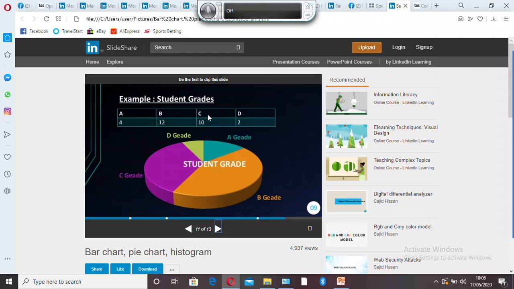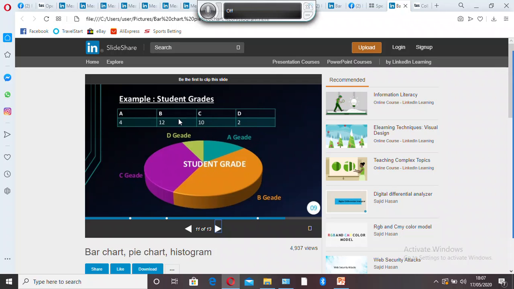Look at student grades. You have students that have grade A, those that have grade B. I have 4 students having grade A. I have 12 students having grade B. Then I have 10 students here having grade C, and then two students having grade D. So you can plot that on a graph here. Look at that, like your pie charts. Look at the grades represented here.